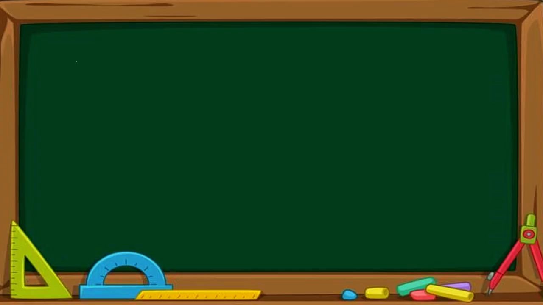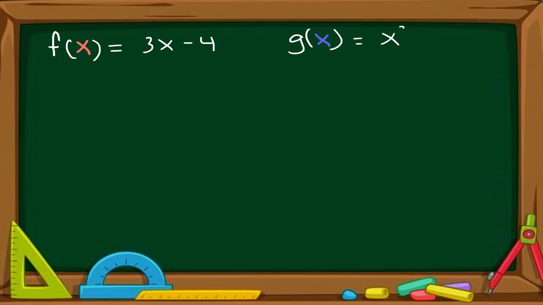Let's get started. Now, in this lesson, we're going to talk about composite functions. So let's say that f of x is equal to 3x minus 4, and g of x is equal to x squared minus 3. What is f of g?